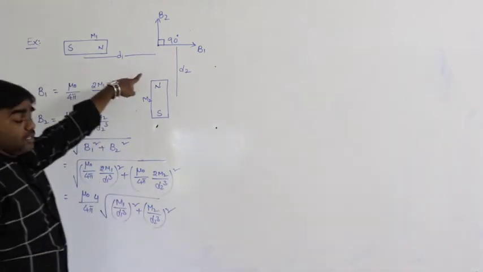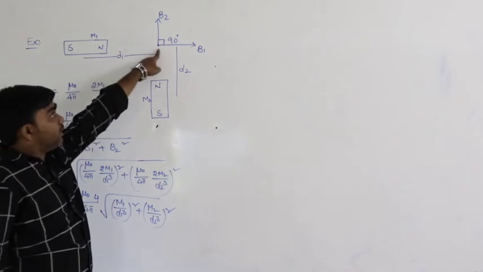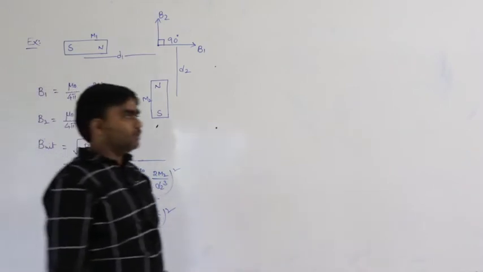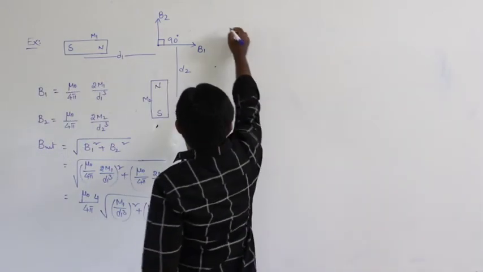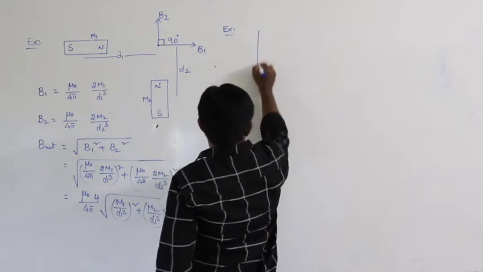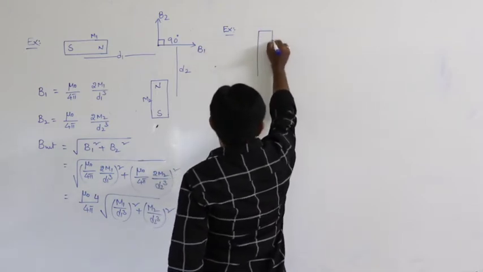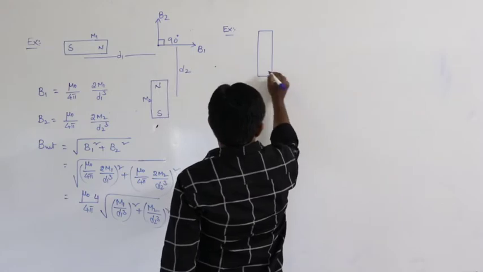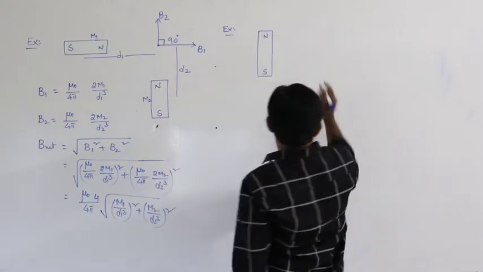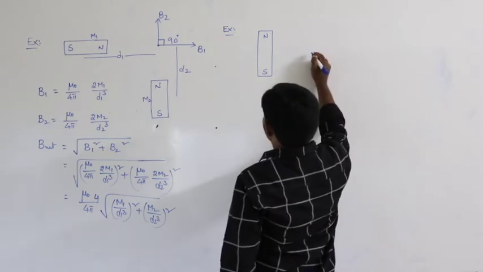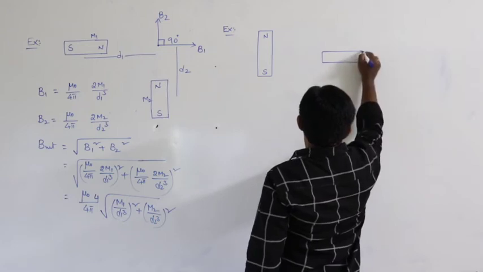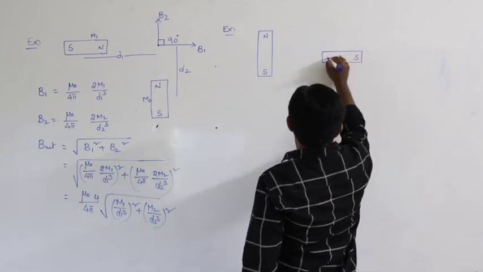So that is the possible option. Two magnets are arranged like this, and we found the resultant magnetic field at the common point. So, next example. Let us say one magnet is from south to north, and another magnet is like this, and it is south to north.